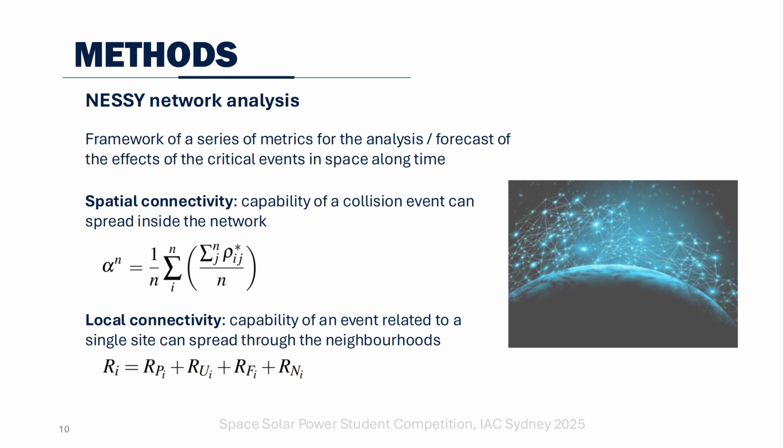So once a collision happened, let's say at 500 kilometers, what we want to do is to check the local connectivity. So around this point, how the collision spreads around the collision event. And so we use this second analytics to study these effects.